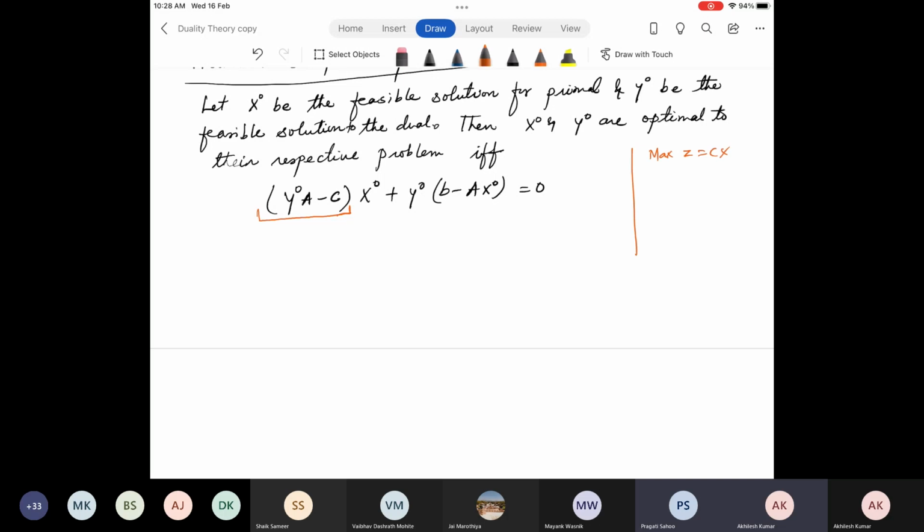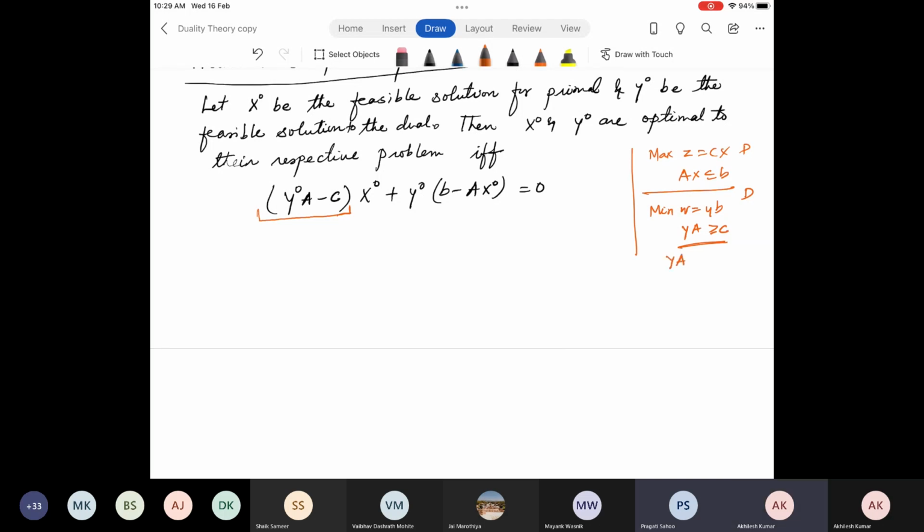Maximize G equals to Cx, Ax is less than equal to B. This is primal. Dual is minimize W equals to YB, YA is greater than equal to C. So what does YA minus C represent?